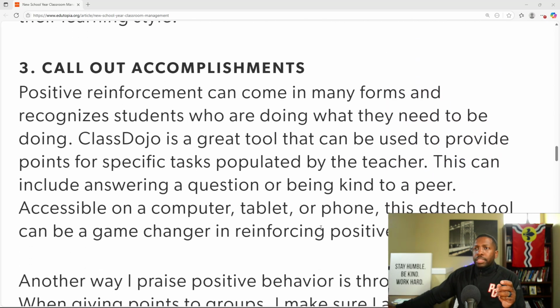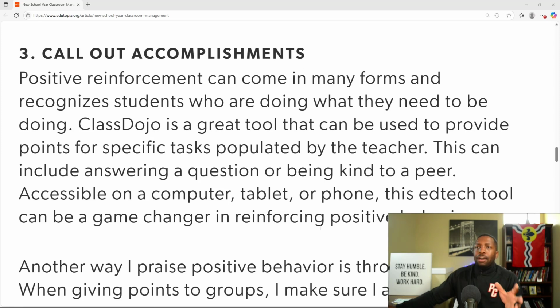Number 3, she has here, call out accomplishments. Again, there's nothing new here, but I like the way that she frames it. They all begin with a C. This is wonderful. Yes, you need to be praising your students.